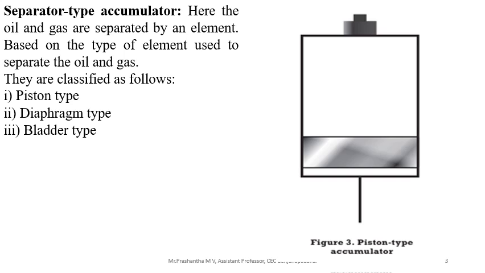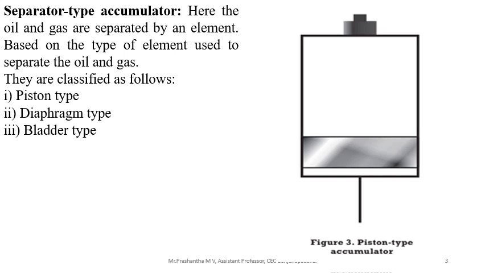When the system requirement is low or the system is idle, oil will enter into the accumulator through the inlet outlet oil port. As the piston pushes the gas, the volume of gas decreases and the pressure increases as per Boyle's law.